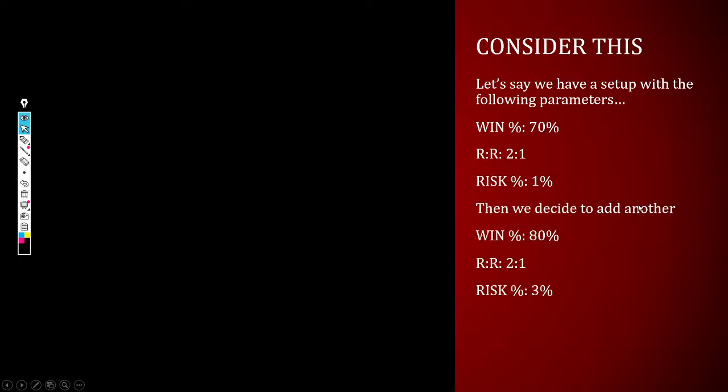Then we decide to add another, and this one has a win percent of 80, same risk to reward, 2 to 1, which makes it obviously more profitable, and we're able to jack up our risk percentage significantly because not only are we 10% bigger on our win percentage, but our risk to reward is really small as compared to 10% less, right? So we can risk 3%, right? Okay, so this is kind of how it breaks down. So we took some data from some other back testing and kind of showed the sequence of winner, loser, and so on and so forth, and how this would play out.